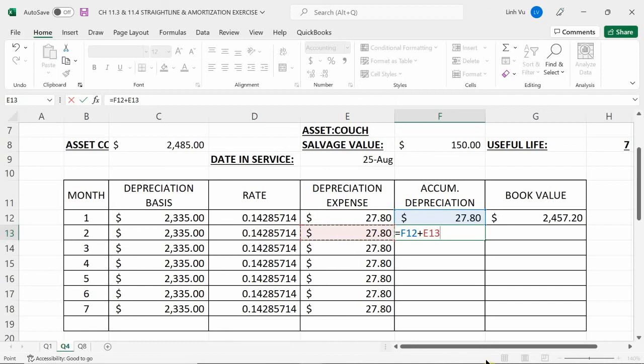So what's 27.80 plus 27.80? 55.60. Good. So now what's my book value now?